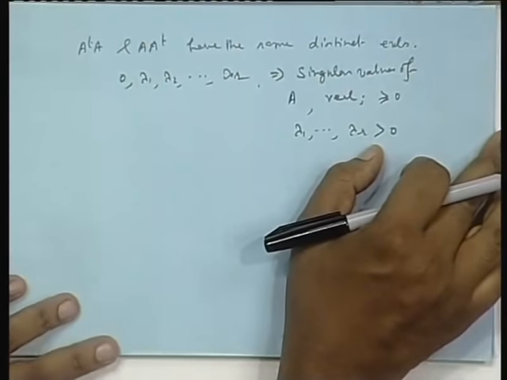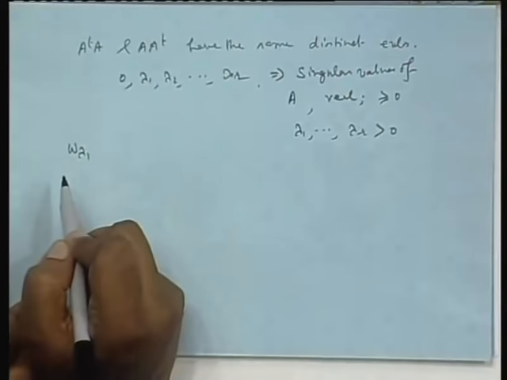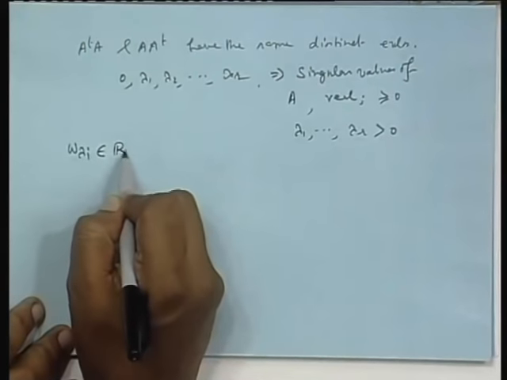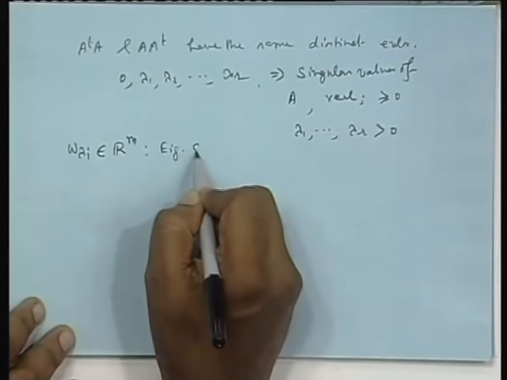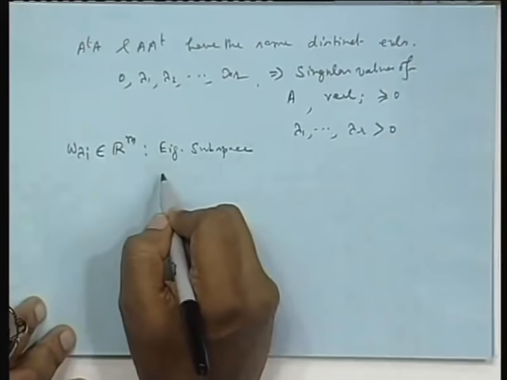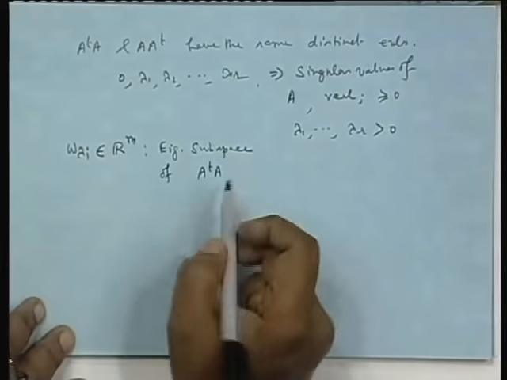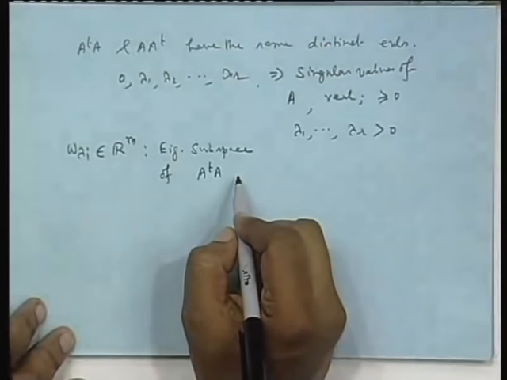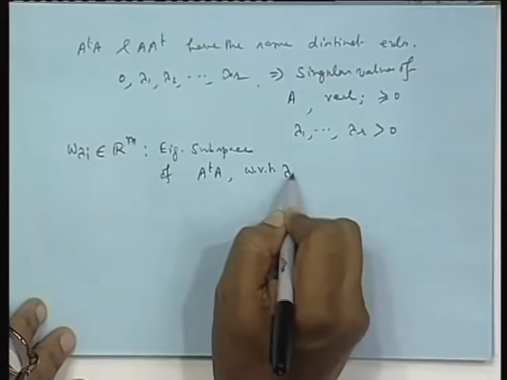Okay. We only have to show that if W lambda i belongs to R m and is the eigen subspace of the operator A transpose A, which works on R m and takes you to R m, for eigenvalue lambda i, the corresponding eigen subspace is the eigen subspace with respect to eigenvalue lambda i.